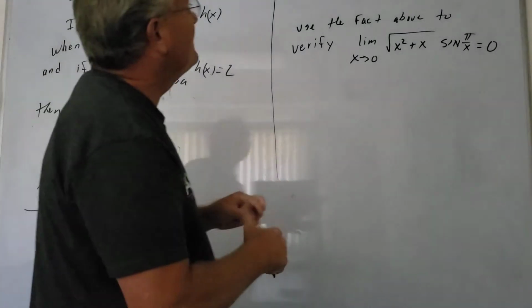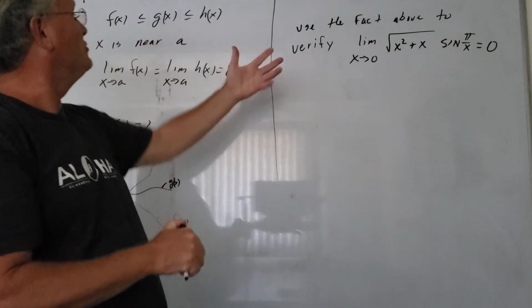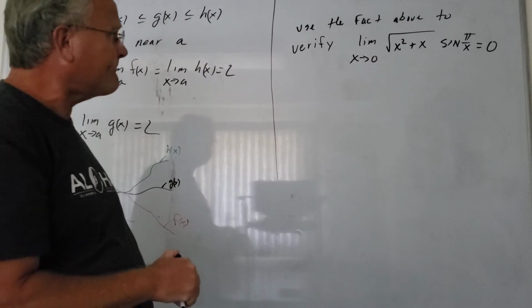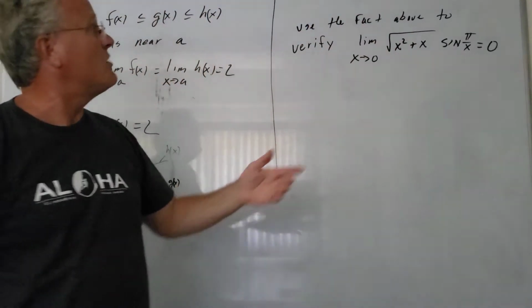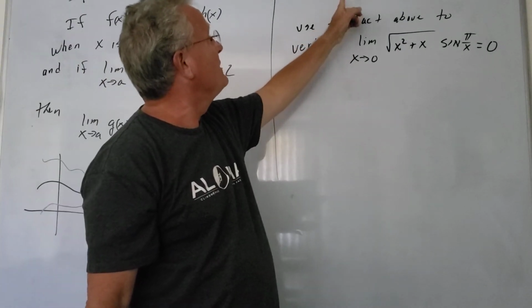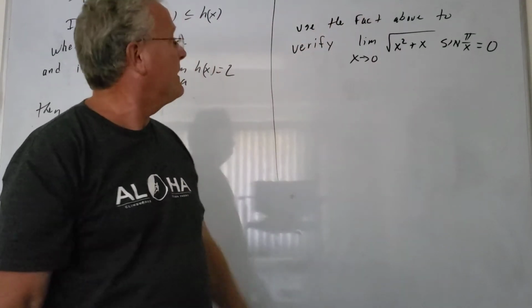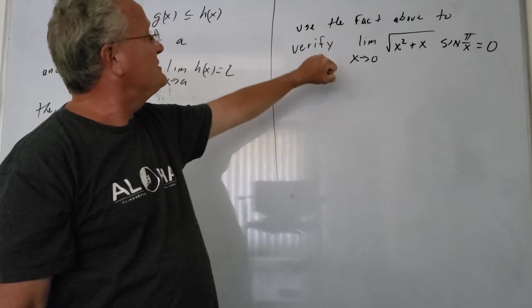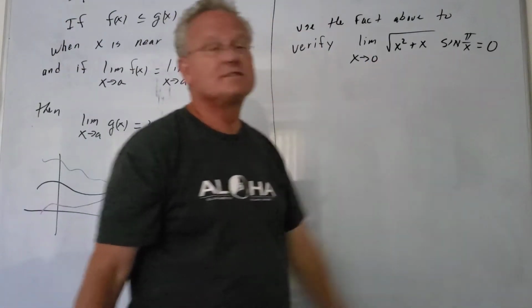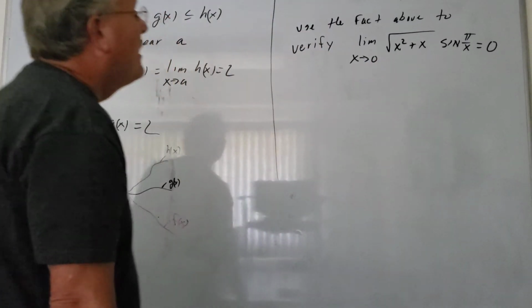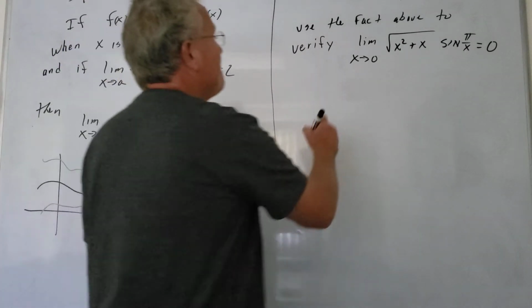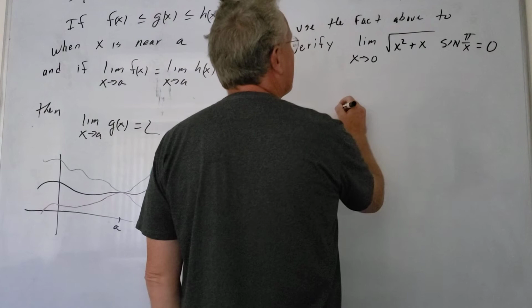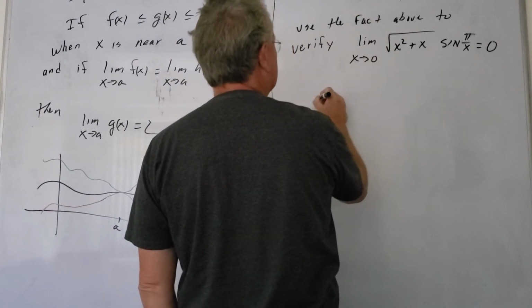So now let's do a concrete example using this theorem. Okay, so it's a fact that the sine of pi over x is always between -1 and 1, right? So using that fact, let's verify that this limit is 0. All right, well, first of all, we know this fact here.